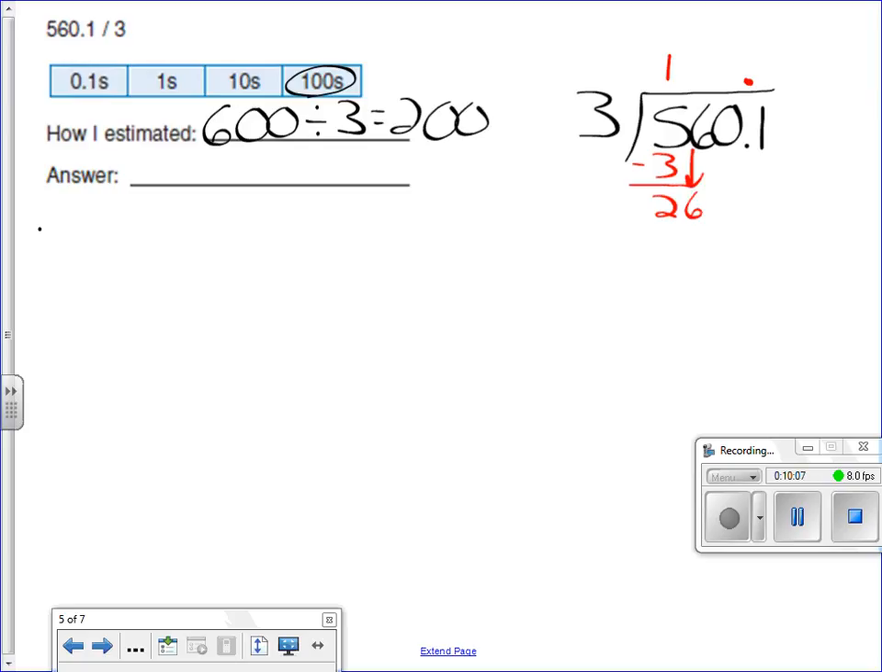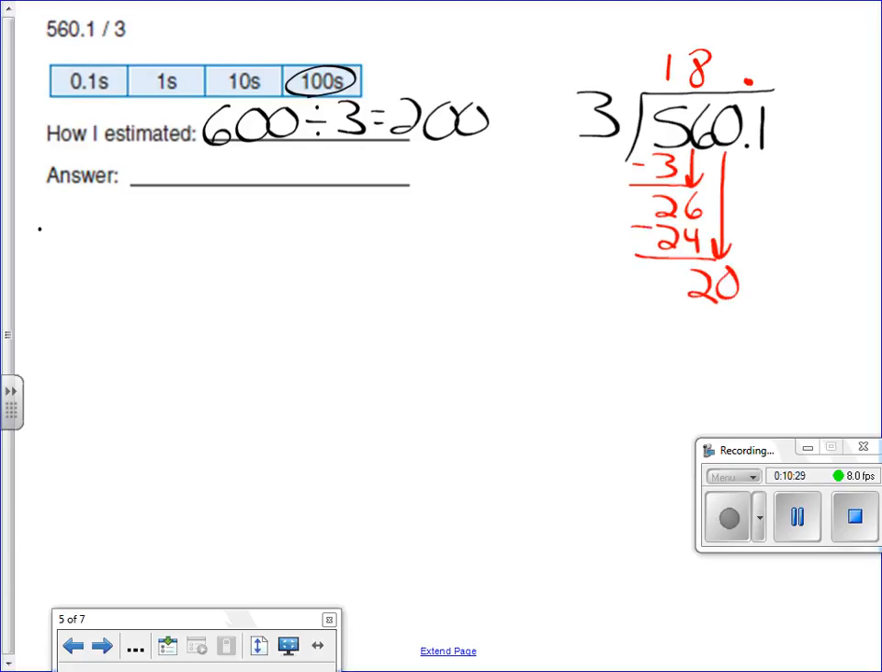How many times can 3 go into 26? Well, 3 times 6 is 18. 3 times 7 is 21. 3 times 8 is 24. 3 times 9 is 27. 27 is too big, so I have to go 3 times 8. So I'm going to put 8 up here. 3 times 8 is 24. Subtract, bring down the 0.